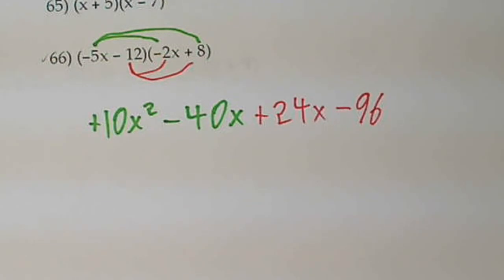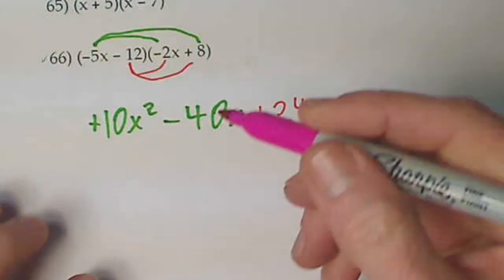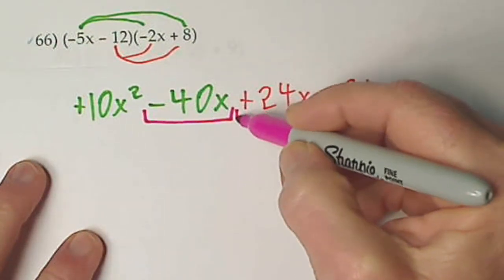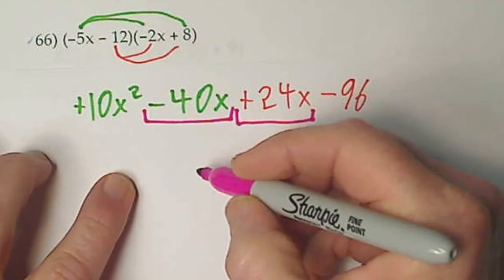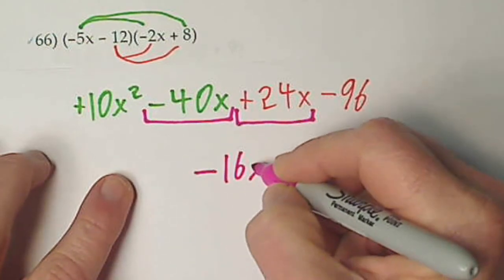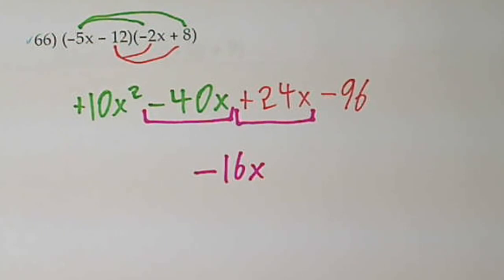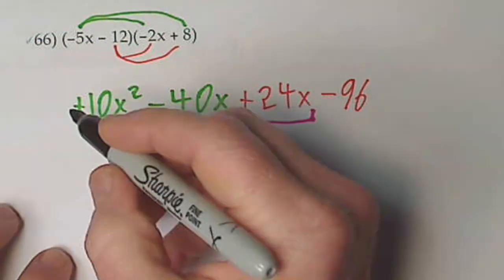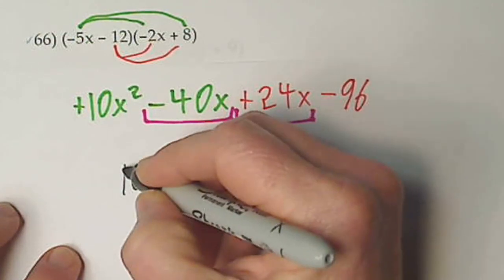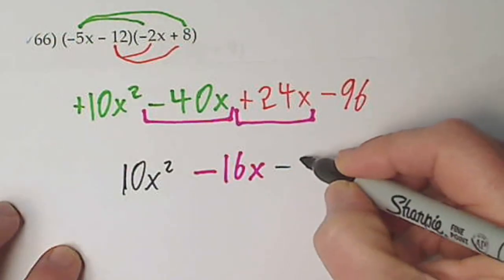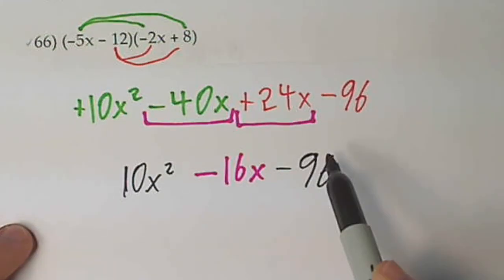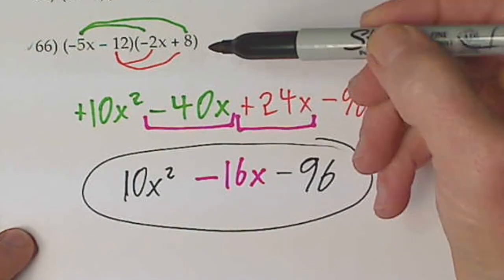And you have to come back here and combine your like terms. Alright, so you've got negative 40x, positive 24x. When you combine them, you're going to get negative 16x. And then you bring down the other 2 terms. You can't forget about them. So this is 10x squared and negative 96. And the last video, so again, this would be the answer to this problem.